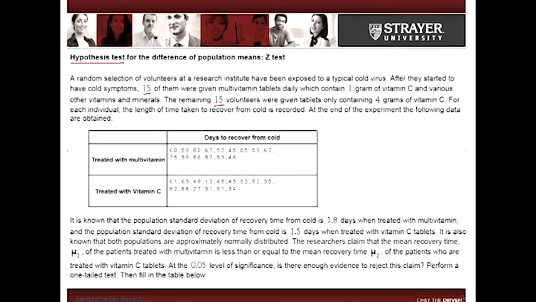The remaining 15 were given tablets only containing 4 grams of vitamin C. So we have basically a multivitamin, and we have vitamin C. Okay, these are our two groups. Now, the amount of each of those things doesn't matter. You have to look at the problem and see what things are actually important to your calculations. Our N1 is 15, N2 is 15, but the other numbers so far given are not of any great value to you.